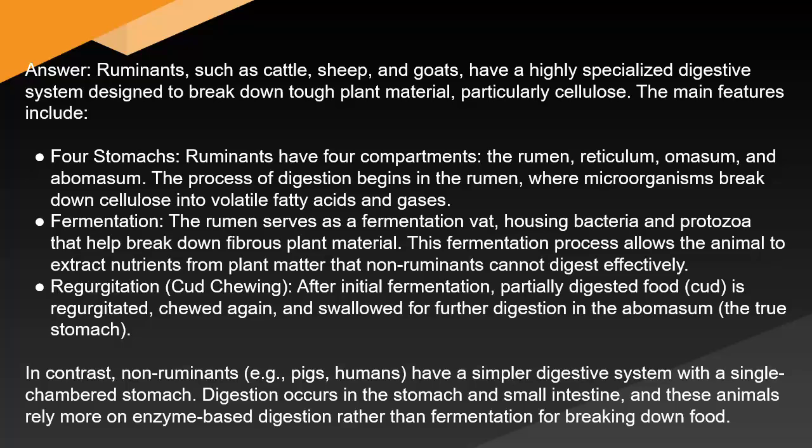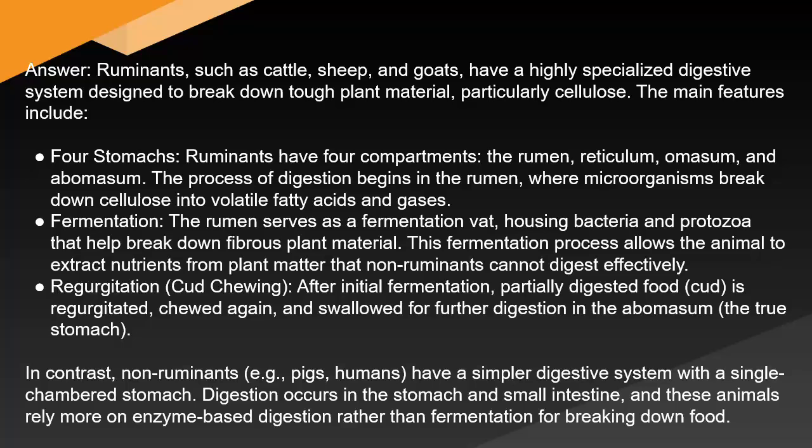The process of digestion begins in the rumen, where microorganisms break down cellulose into volatile fatty acids and gases. Fermentation. The rumen serves as a fermentation vat housing bacteria and protozoa that help break down fibrous plant material. This fermentation process allows the animal to extract nutrients from plant matter that non-ruminants cannot digest effectively. Regurgitation, cud chewing. After initial fermentation, partially digested food, cud, is regurgitated, chewed again, and swallowed for further digestion in the abomasum, the true stomach.